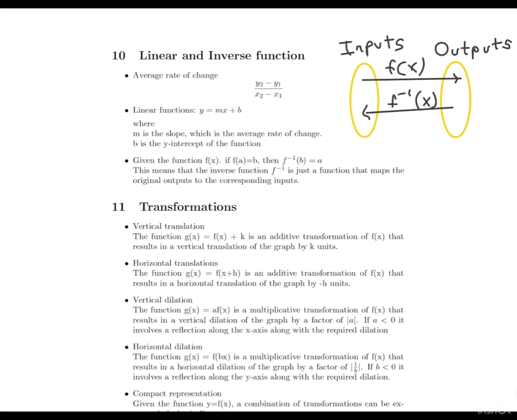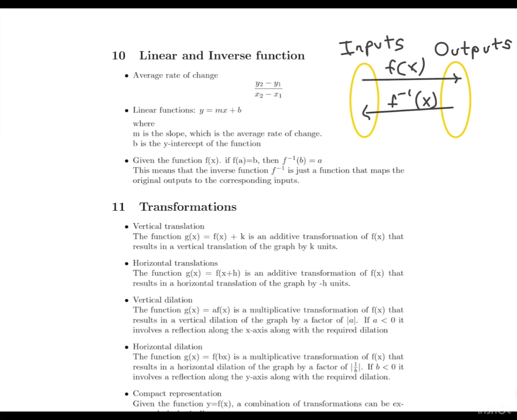Number 10, I have a few things on inverse and linear functions. First, we have the average rate of change, right from algebra 1, y2 minus y1 upon x2 minus x1. If you want to model a linear function, we have y is equal to mx plus b, where m is the slope and b is the y-intercept of the function.